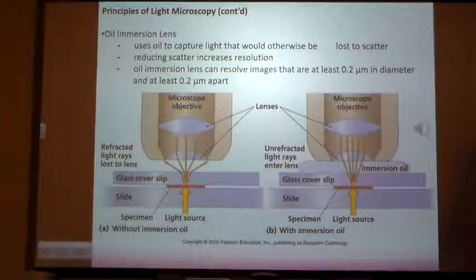Some of you yesterday had a lot of air bubbles inside the oil, which also interferes with the quality of the oil. If you see a lot of air bubbles trapped in the oil, you may want to let it drop out, and then you want a drop of oil that doesn't contain any air. So this is why we need to use oil immersion.